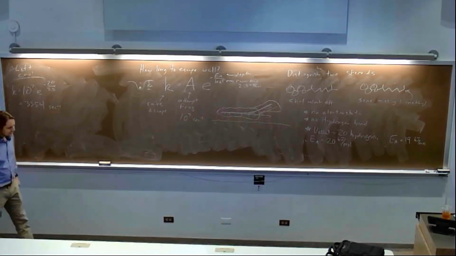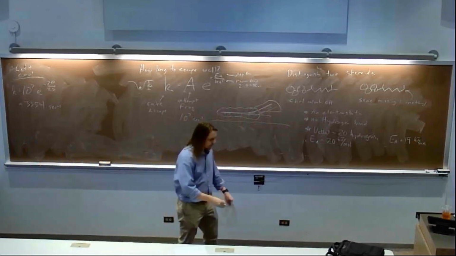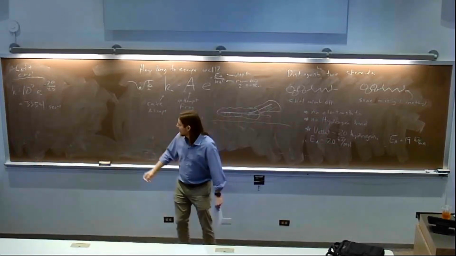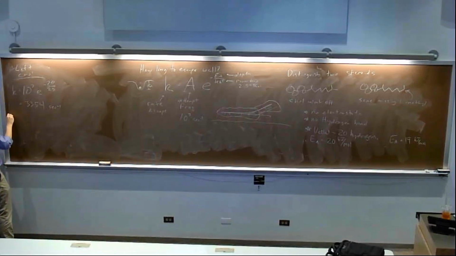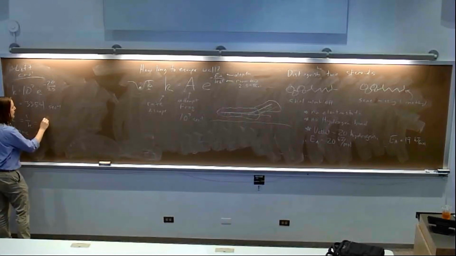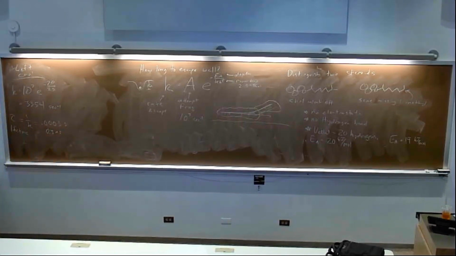So k is a rate. What that means is, if you just let this thing do it over and over again, put it in a well, let it get out, put it in a well, let it get out, you can get out this many times a second. So we want to make that a lifetime. Lifetimes in physics are usually called tau. That would be 1 over k. So 1 over that is 0.0003 seconds, 0.3 milliseconds.